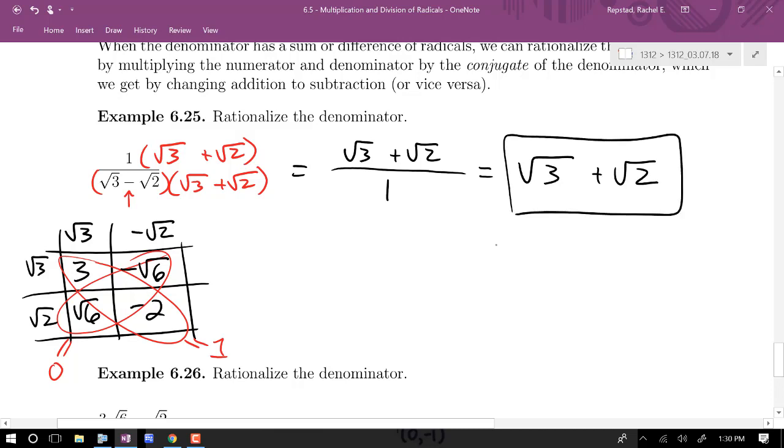Again, this is a numerical example. You could check on your calculator. 1 over root 3 minus root 2 will be equal to root 3 plus root 2. Just got to make sure you put parentheses around that denominator in the calculator.